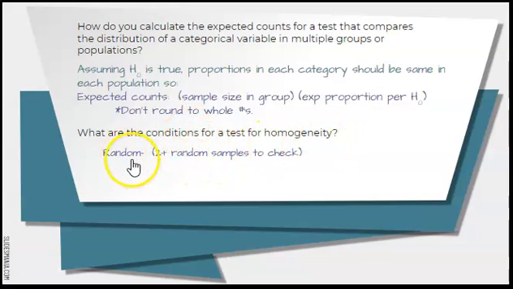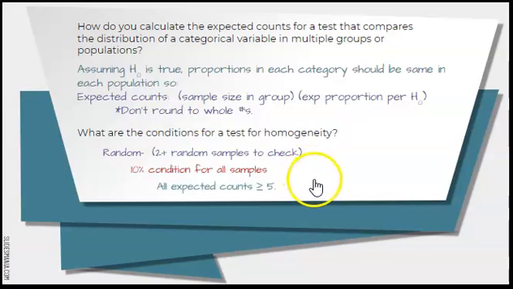All right, with random, you have two samples to check this time. You check both samples or both populations. 10% condition if it's samples. If it's an experiment, you don't have to mess with that. And then expected counts have to be greater than 5.